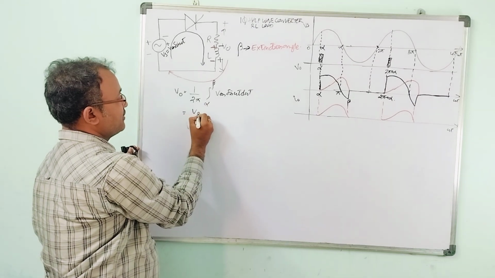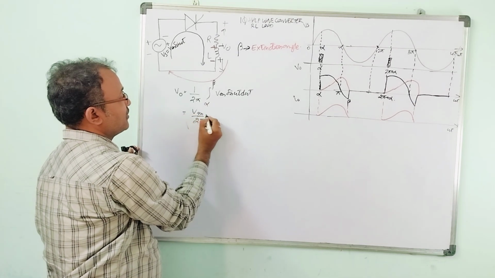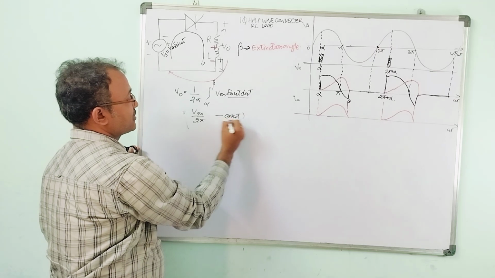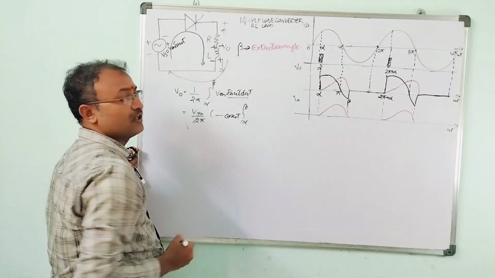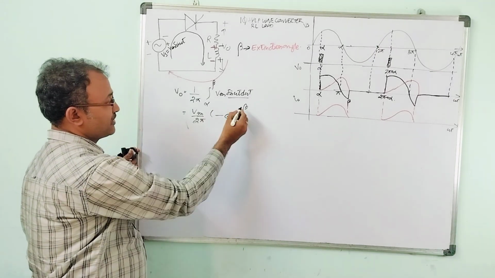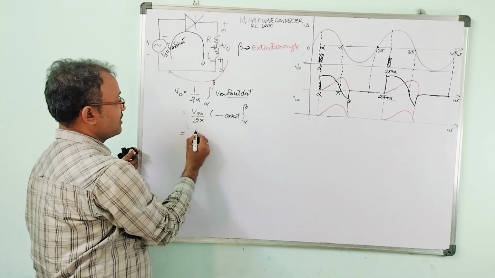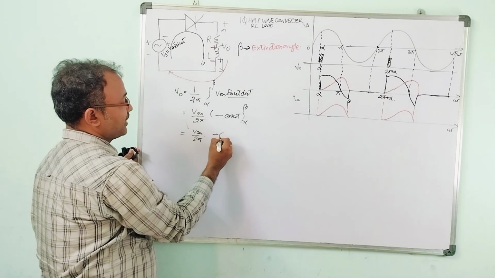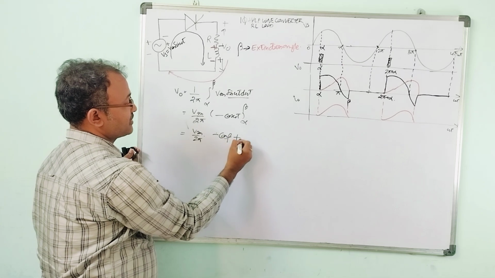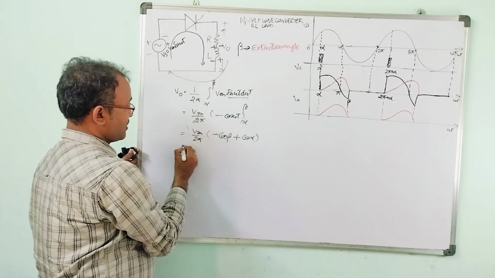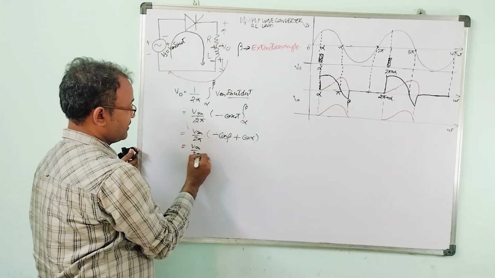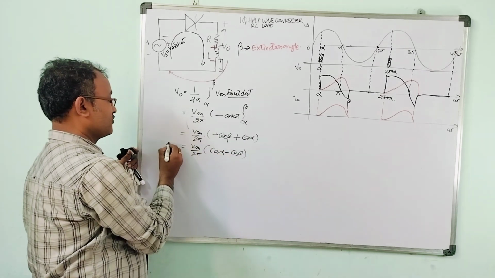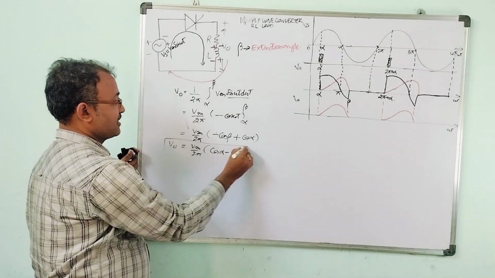Taking Vm outside, Vm divided by 2 pi integral of sin omega t, which is minus cos omega t. The limits are between alpha and beta. The higher limit is beta, the lower limit is alpha. Vm divided by 2 pi, minus cos beta, minus of minus, plus cos alpha, or I can rearrange: cos alpha minus cos beta. So Vm by 2 pi times cos alpha minus cos beta.